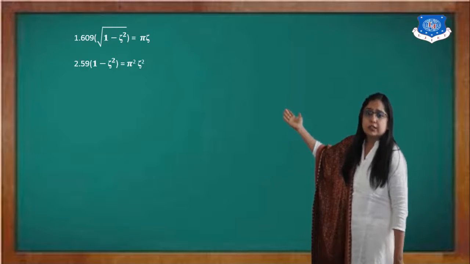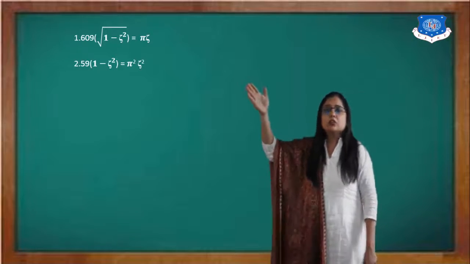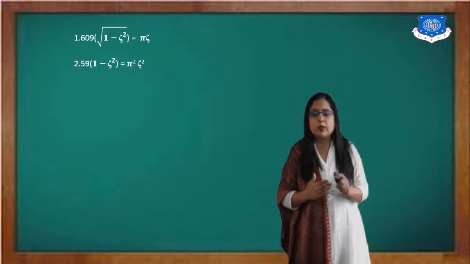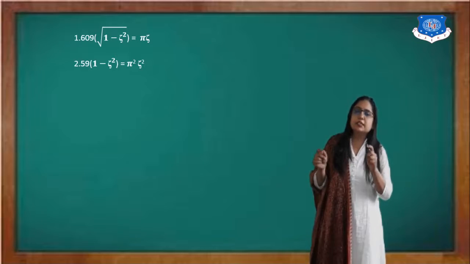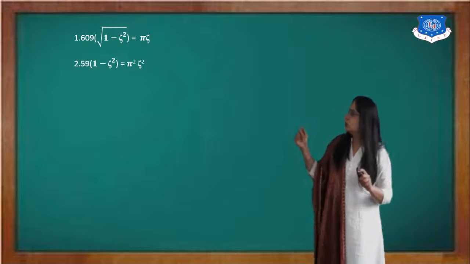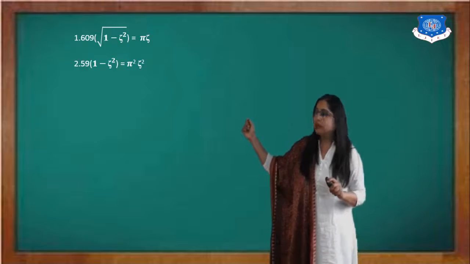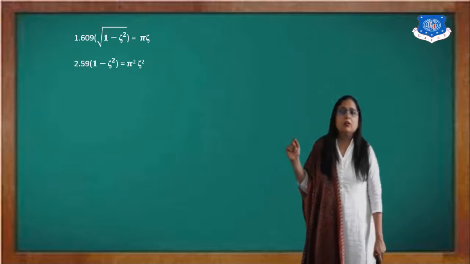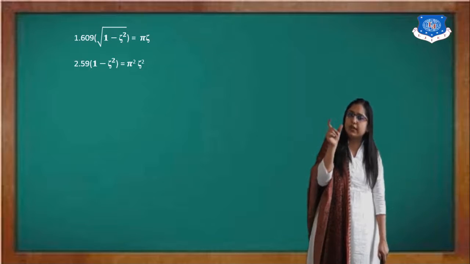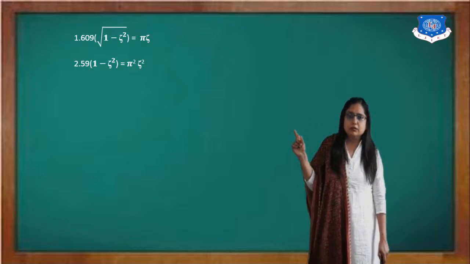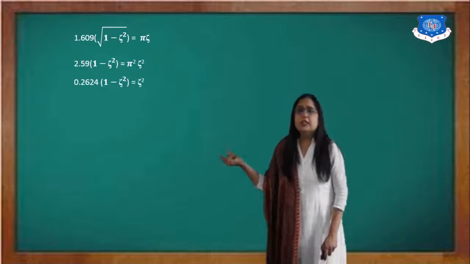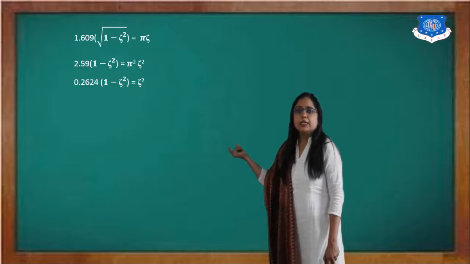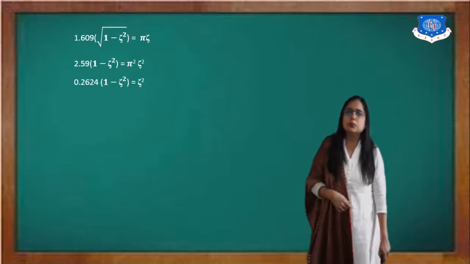Now cross multiplication. Here I want to cancel out this under root, so I'll square both sides. 1.609 square is 2.59, and the under root and square cancel. So 1 minus zeta square, and here it becomes pi square zeta square. Now simply divide 2.59 by pi square. So what we get? 0.2624, and the rest of the term, 1 minus zeta square, equals zeta square.